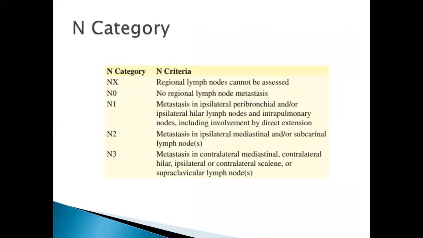Then we have the N categories. And for the N category, it's determined by which lymph nodes are positive. Are the hilar nodes positive? Are the mediastinal or subcarinal nodes positive? Are contralateral mediastinal or hilar or ipsilateral or contralateral scalene or supraclavicular lymph nodes positive? So as you can see, it matters which lymph nodes are positive when assigning the N category.